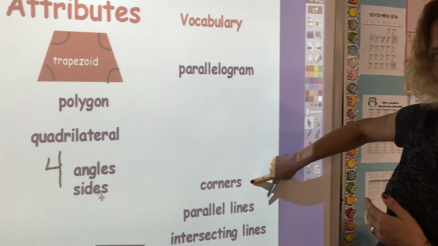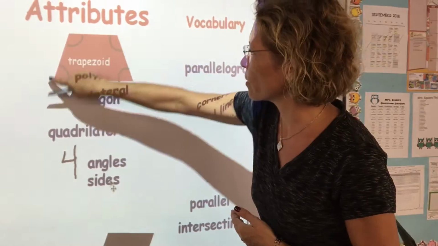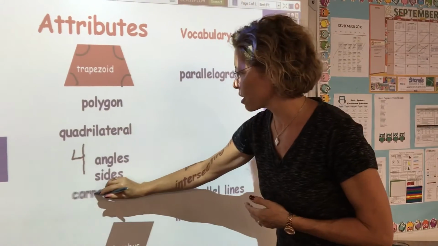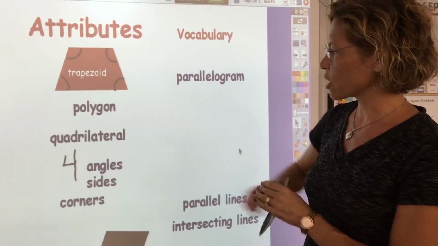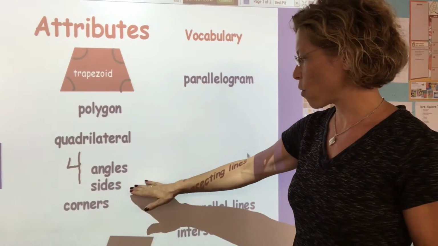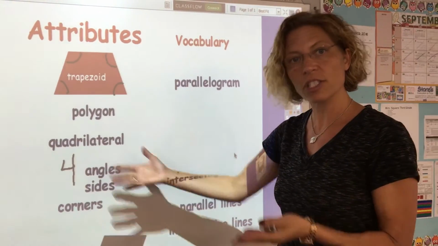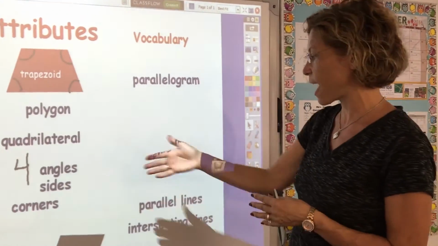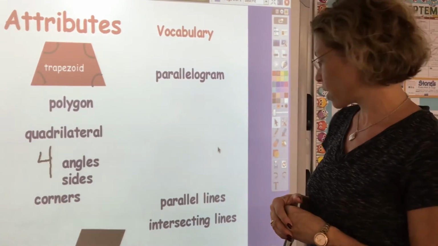Then we count the corners. 1, 2, 3, 4 corners. And we know, since it's a quadrilateral, that it's going to have 4 angles, 4 sides, and 4 corners. But those are still attributes that you can put down when describing a trapezoid.